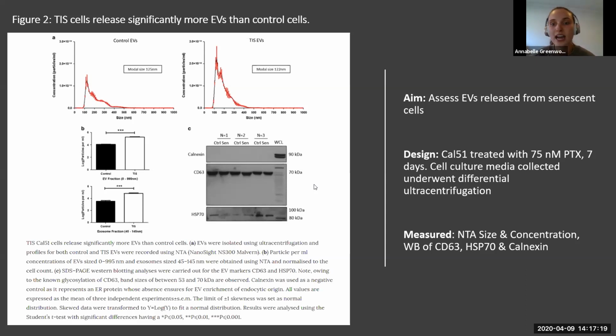What they show is an increase in the concentration of EVs from the TIS cells compared to the control cells in A and B. And then from the Western blot, they basically just show that all the EVs are positive for both the markers and negative for the calnexin marker. I do believe ideally there would be three positive markers, but they did cover a cytosolic protein and a transmembrane protein, so that's good.